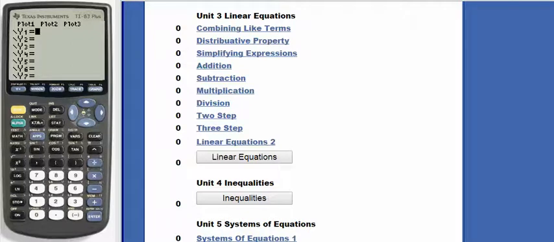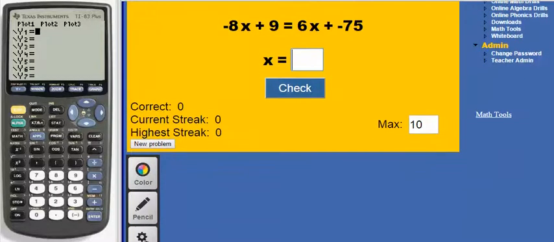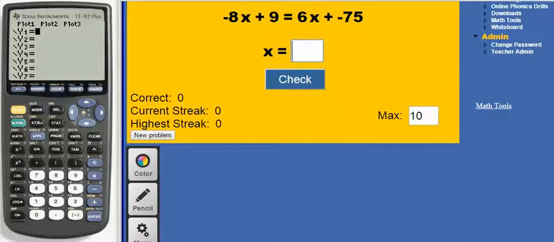All right, this video is for three-step equations, so called because they're going to take three steps to solve them. We'll start off with doing this by hand, and then I will also show you how to do it in the calculator.